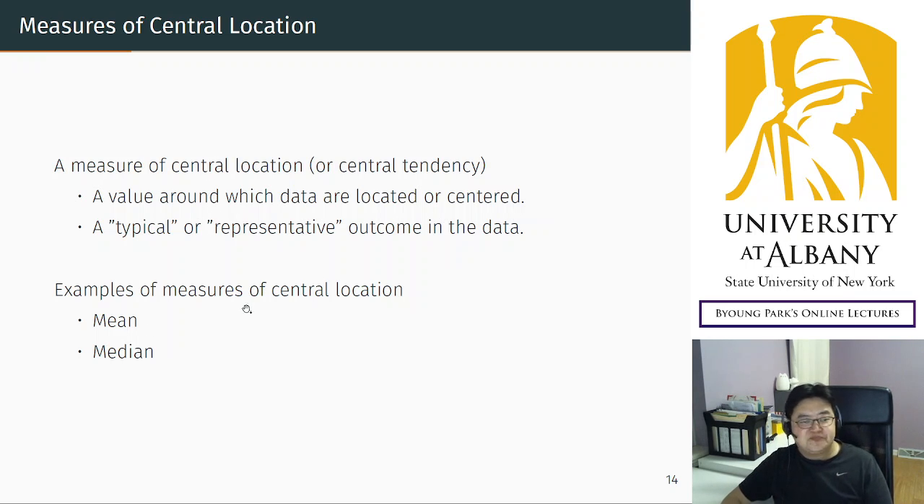But later, we are going to learn the most powerful alternative, the median. The median is a strong alternative to the mean, and we will learn about the median after we learn the mean. We are going to learn what the problems of using the mean are, and then how the median can complement those problems.